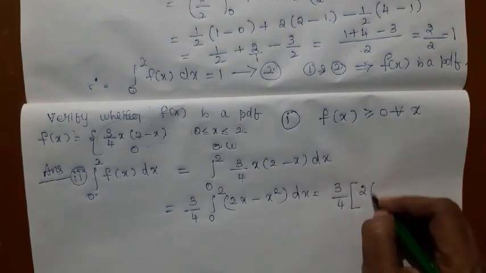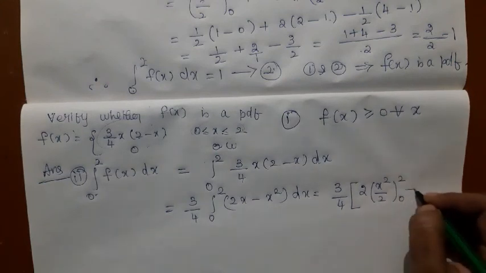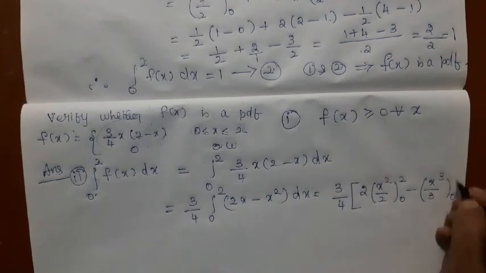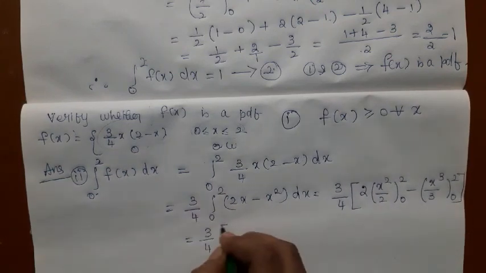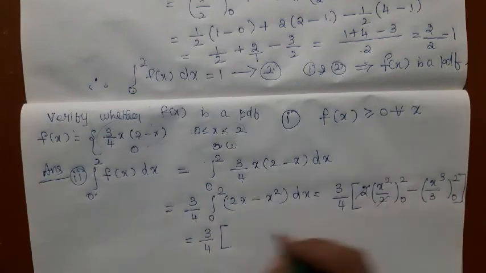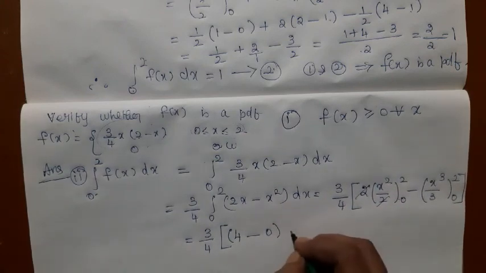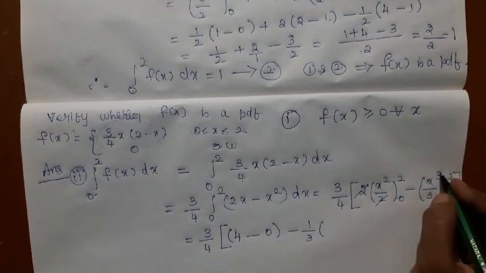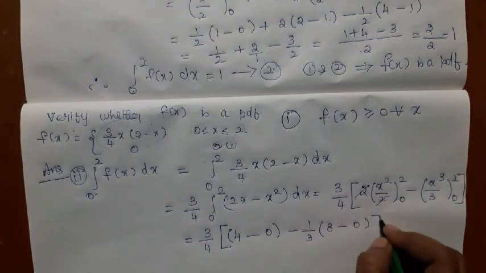2x on integration gives 2 times of x square by 2. The limit is from 0 to 2. X square on integration gives x cube by 3. The limit is from 0 to 2. So 3 by 4. Here 2 and 2 can be cancelled. Upper limit when substituted for x square gives 4. Lower limit gives 0 minus 1 by 3. Upper limit 2 when substituted for x cube gives 8. Minus 0 cube is 0.